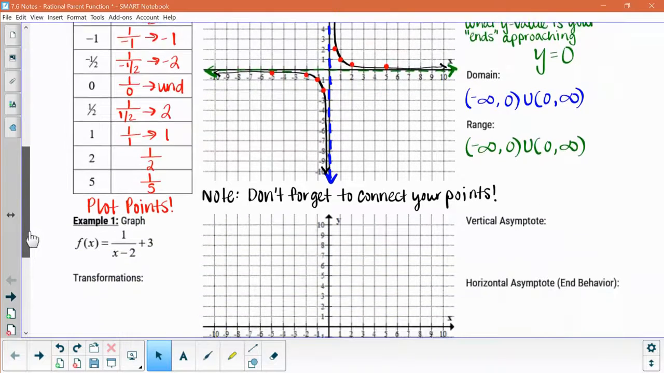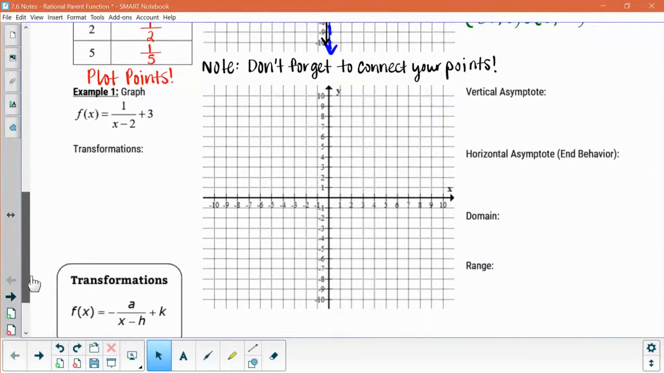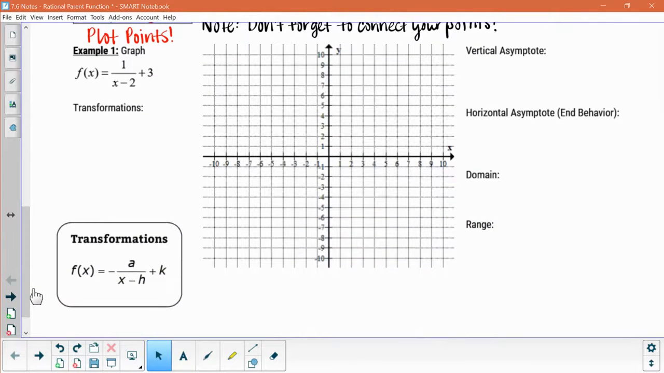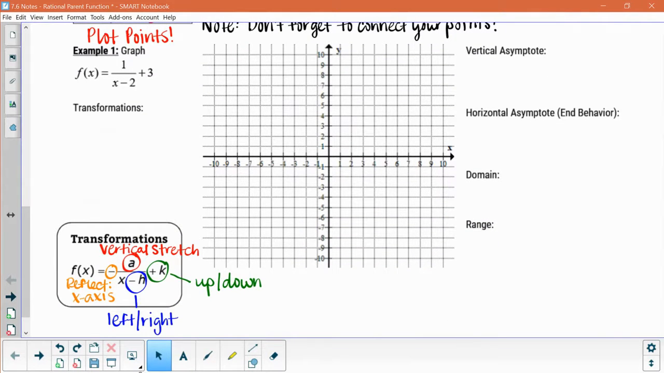Now let's go ahead and graph a rational function with transformations. So one quick reminder of transformations. If a negative is in front, it's a reflection over the x-axis. Anything inside the actual function, which this minus h is going to be, is a shift left or right. We are going to do the opposite of what it seems to be. So if I get -2, I'm really going right 2.